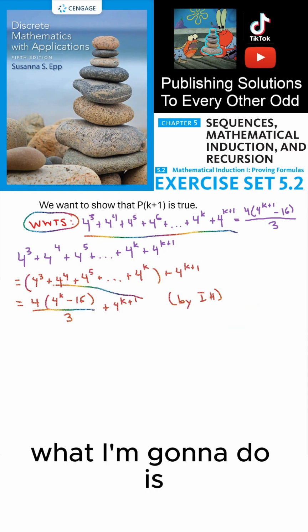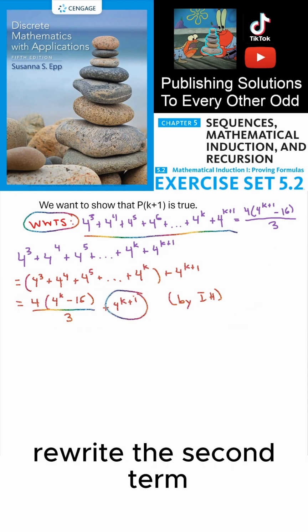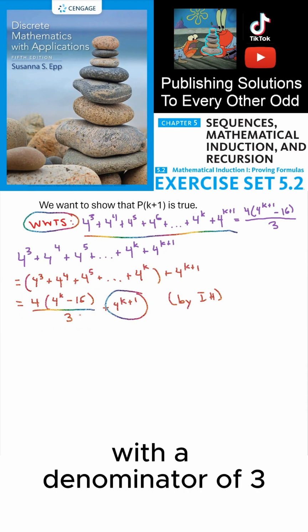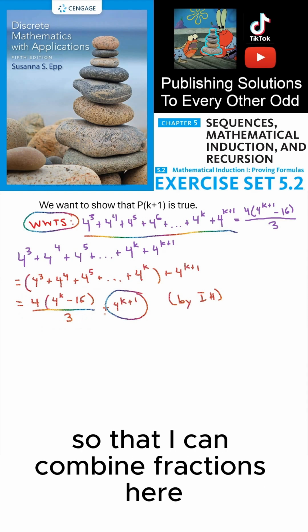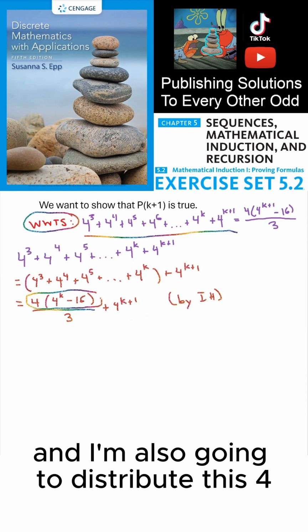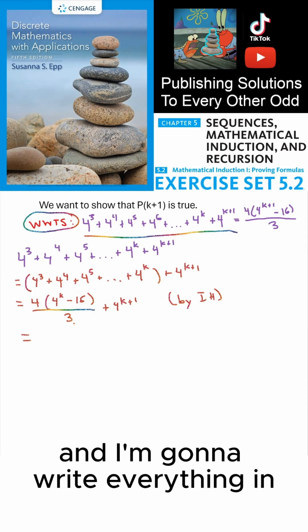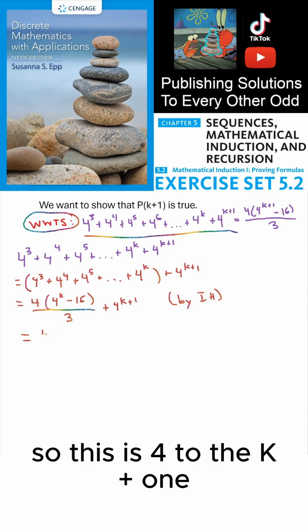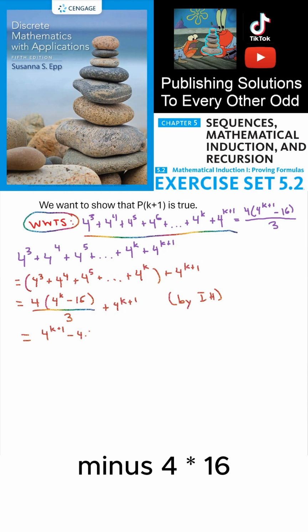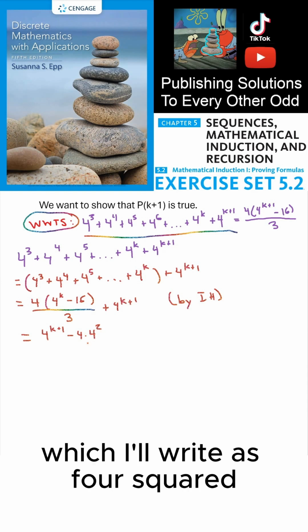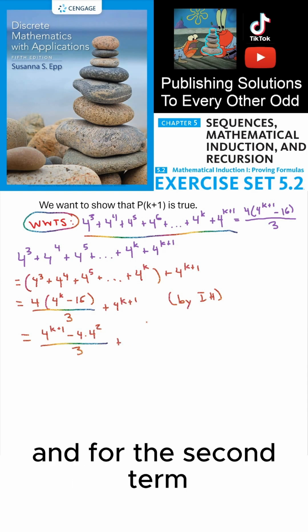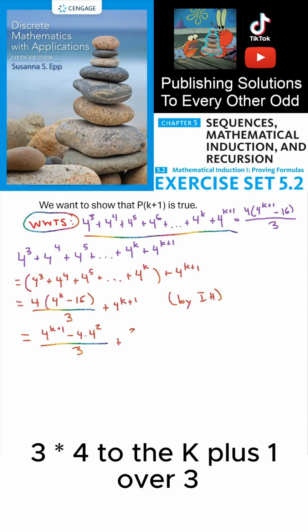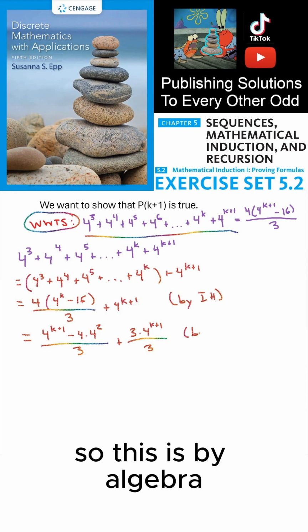What I'm going to do is rewrite the second term with a denominator of 3 so that I can combine fractions here. And I'm also going to distribute this 4. And I'm going to write everything in terms of powers of 4 so that we can factor things easily. So this is 4 to the k plus 1 minus 4 times 16, which I'll write as 4 squared, all over 3. And for the second term, I'm going to rewrite that as 3 times 4 to the k plus 1 over 3. So this is by algebra.